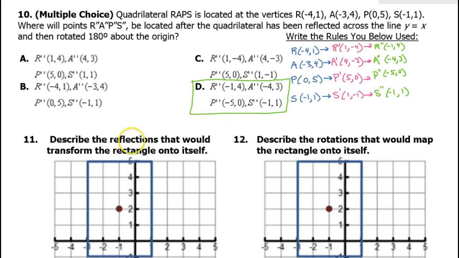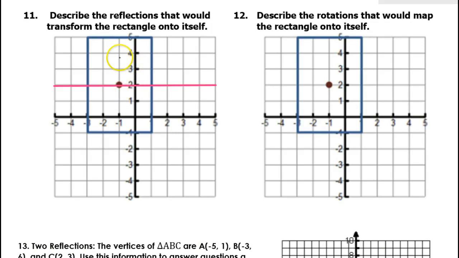Number 11, describe the reflections that would transform the rectangle onto itself. They're saying what reflections could we do that would not change the look of this rectangle. It would give us the same picture back again. If I reflected over this red line that I just drew, that would give me the same rectangle back again, because this point up here would end up down here. And this point down here would end up right here. The top half of the rectangle would just switch places with the bottom half, but it would look the same. So this is the line y equals 2.